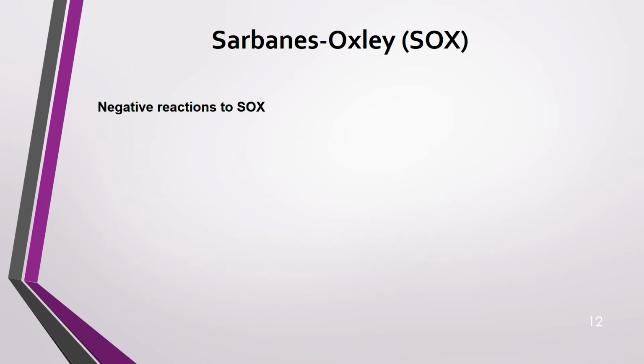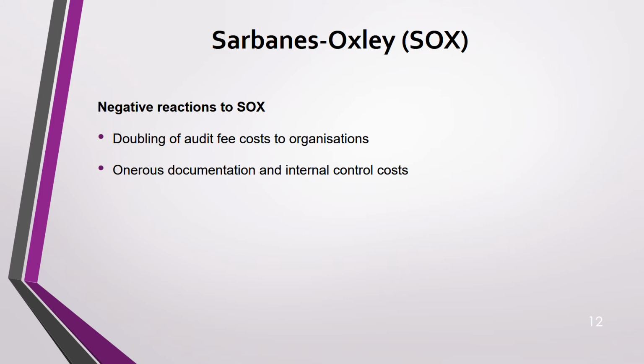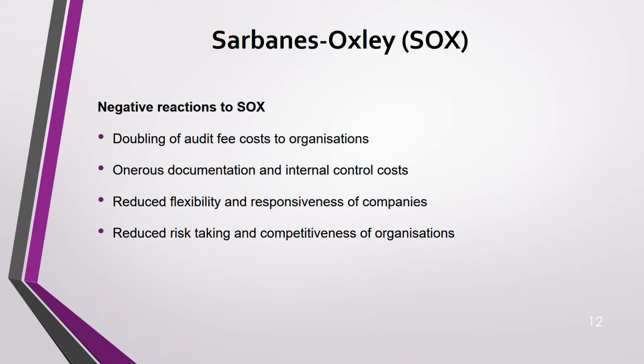Now we have some negative effects also, because everything has a positive and a negative. The negative side is audit fee, doubling of audit fee, in fact, because you have to hire the audit committee, you have to check the auditor's independence, so audit fee doubled. It's cost, no? Second, too much documentation and internal control cost is also there. Third, flexibility is reduced now. Every company has to go by the rule. So where's the flexibility?